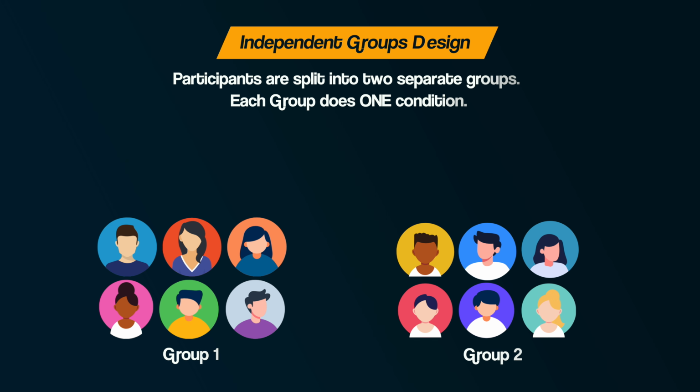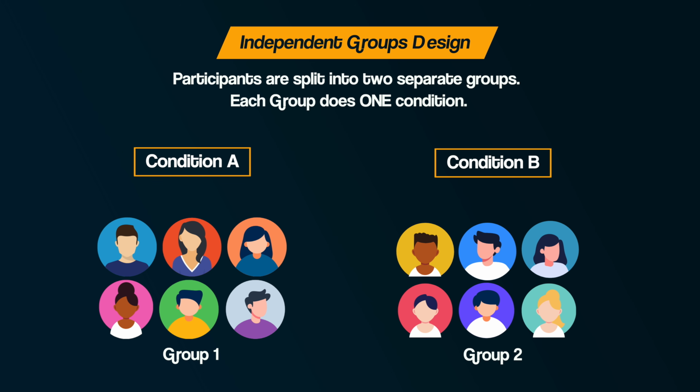This is where participants are split into 2 separate groups, with one group doing one condition and only one condition, and the other group of participants doing the other condition. For example, in our sleep and memory study, participants will be split into 2 groups. Group A sleeps for 8 hours and Group B sleeps for 4 hours. Both groups then take the same memory test the next morning.